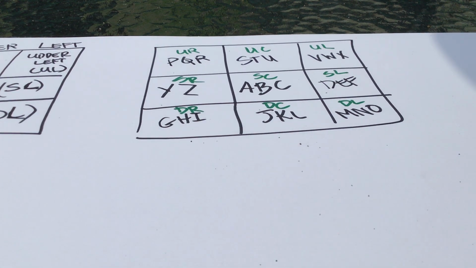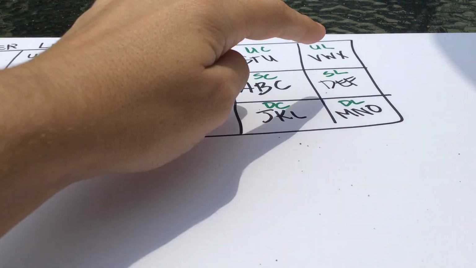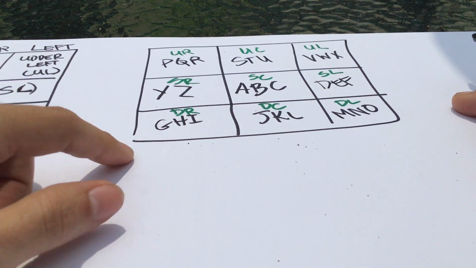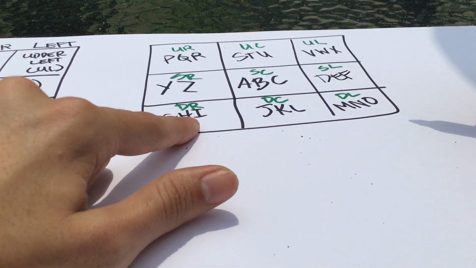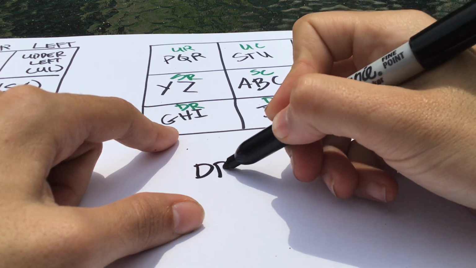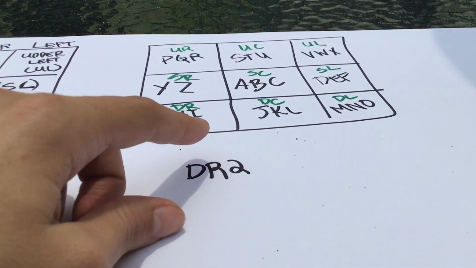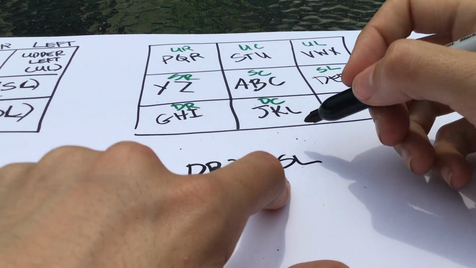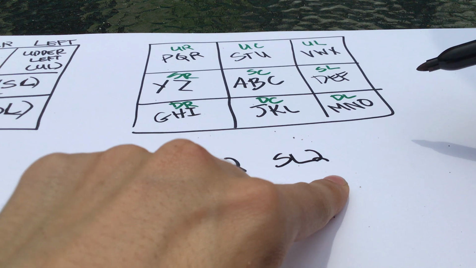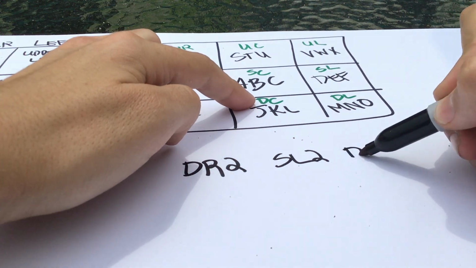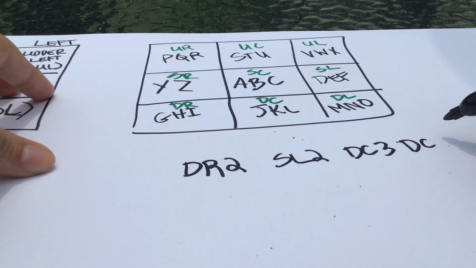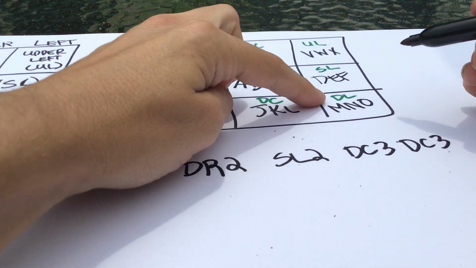So if I wanted to write the word hello, what I would do is I would go here. So I know this is SL. I went H first, so it would be DR and then 1, 2. So it would be DR2. And then on the E, I'm going to go to SL2. And then L, I need 2 of those, so it would be DC, and this is the 3rd letter in the box. DC3 again, and then O would be DL3.